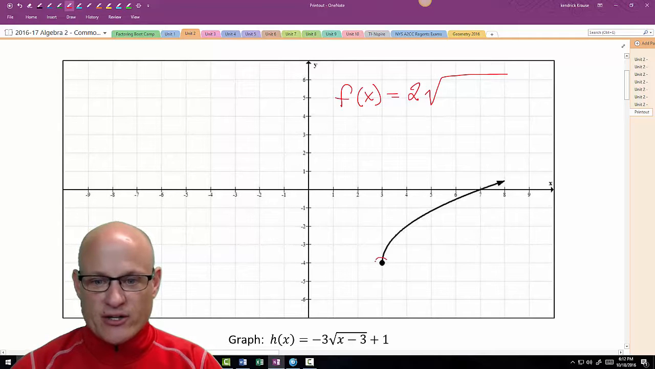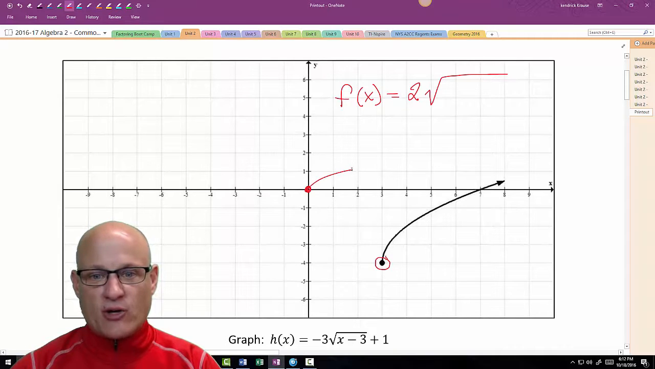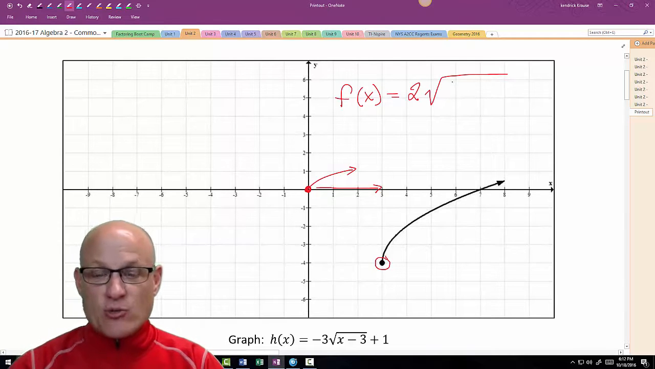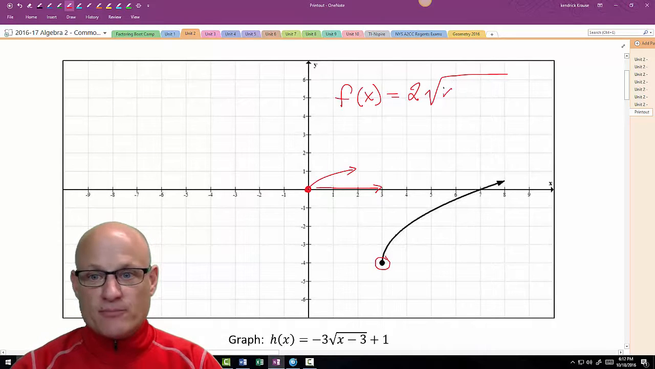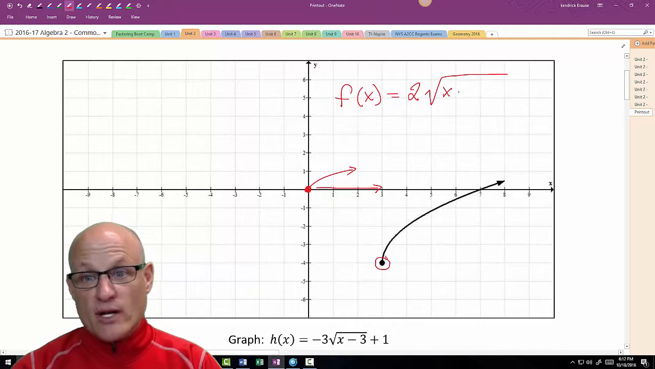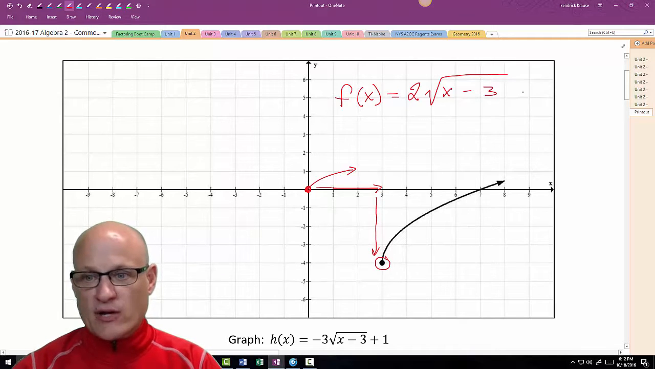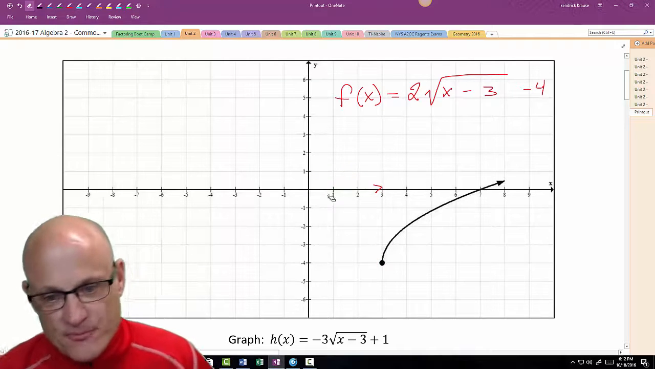Now the next thing is this very important point right here. Because remember, the normal square root function is right here and goes like that, correct? So we move to the right 3. So that's a transformation on the x-axis, left and right. And you remember, when you do that, you go backwards. So move to the right, so we're going to put -3. We also move down 4. Okay, so on the outside, we're going to put -4. All right, there it is. That's the equation of that function.